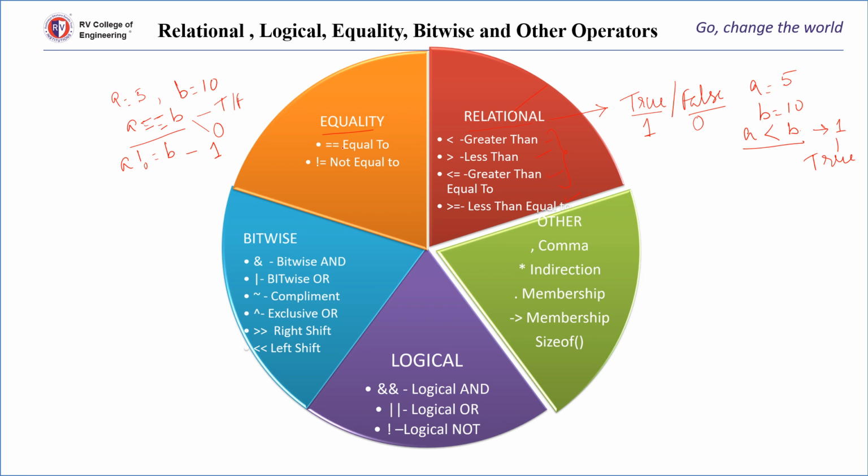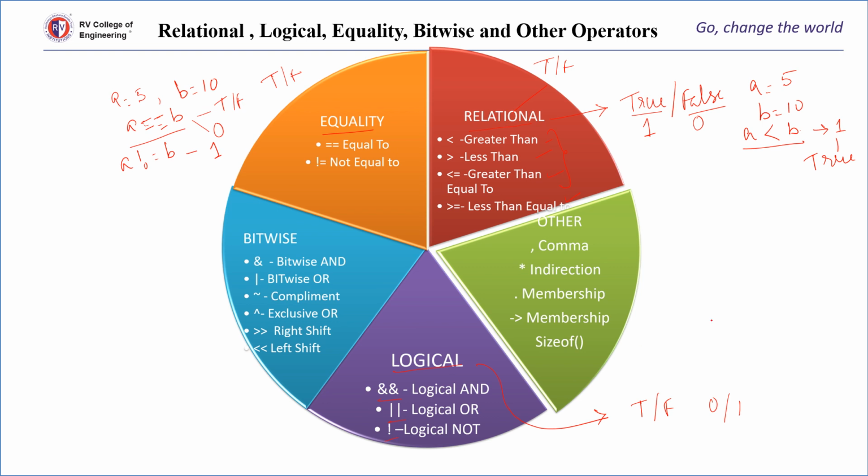Okay, so the relational operator will give me the result in terms of true or false. The same thing holds good for the equality operator also, true or false. Coming to the logical operators, the same thing. The logical operators will also give you the answer in terms of true or false, that is 0 or 1. Now, what are the various categories of operators? We have logical AND, logical OR and logical NOT.